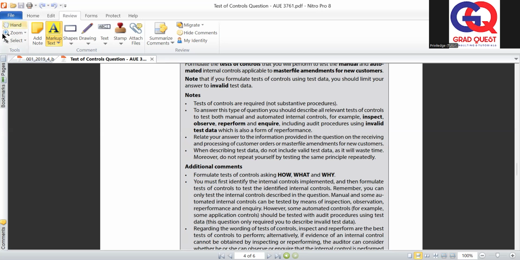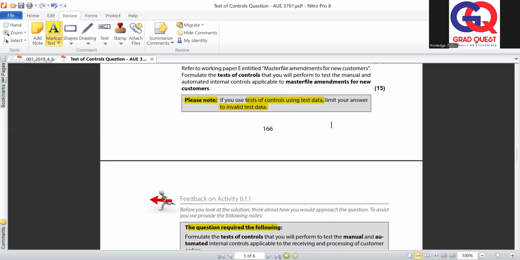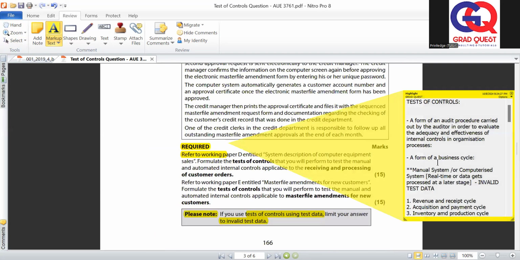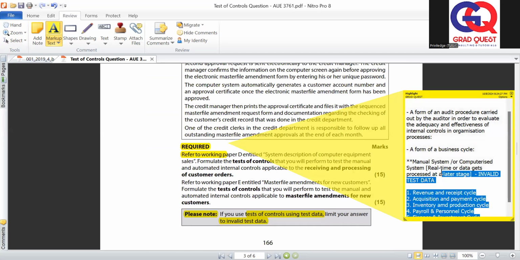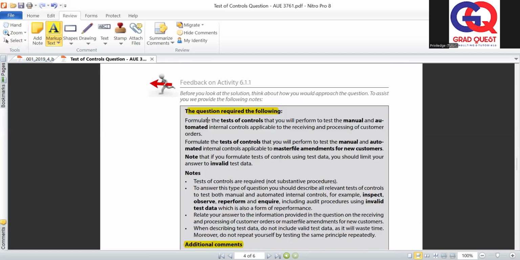All right. So very important. I've already explained that most of the things that you find here are pretty much what I was trying to explain to you, that when you perform test of controls, you can be performing it in a manual system or a computerized environment. That's exactly what you have here: you formulate the test of controls to test a manual as well as an automated internal control system.